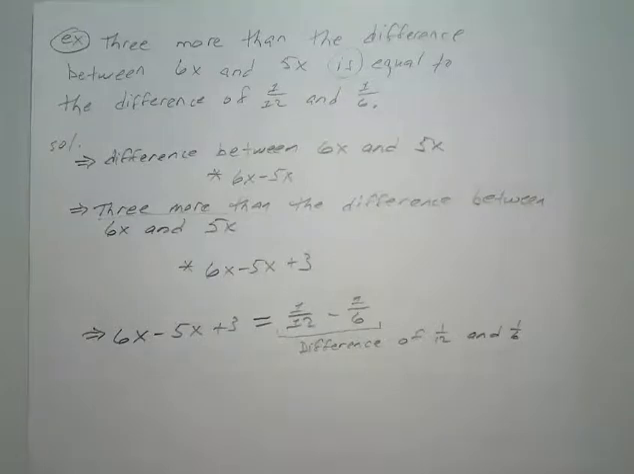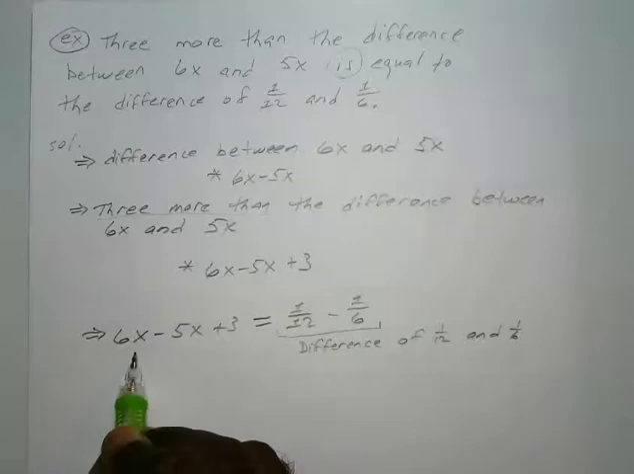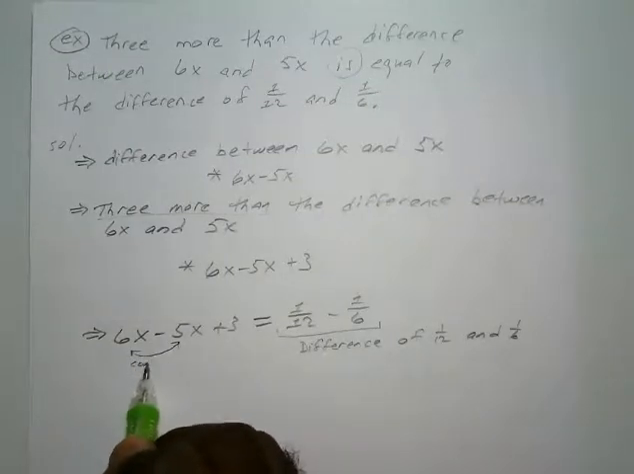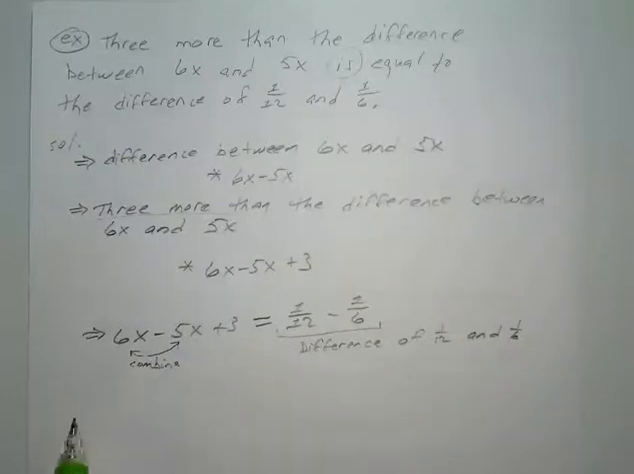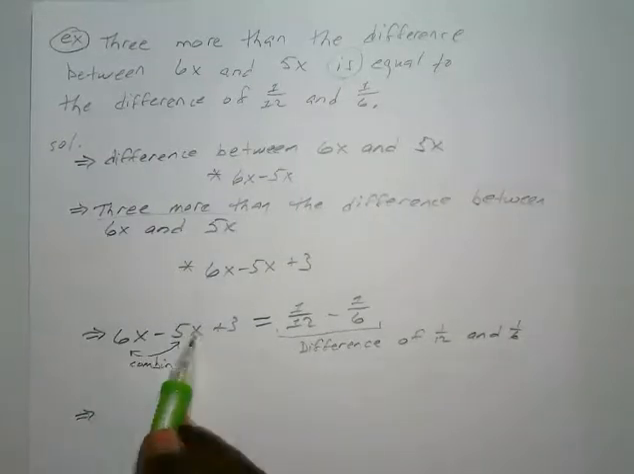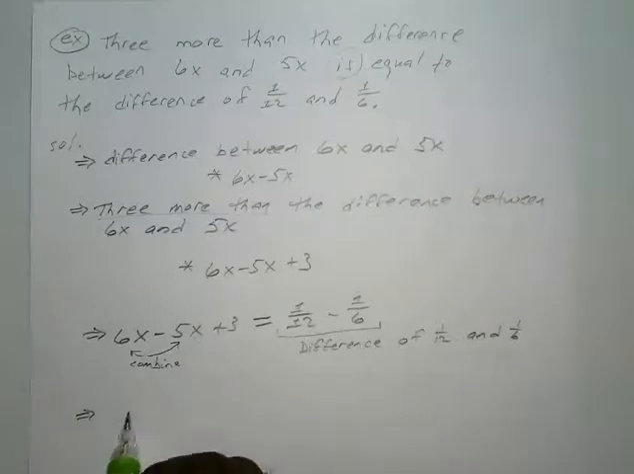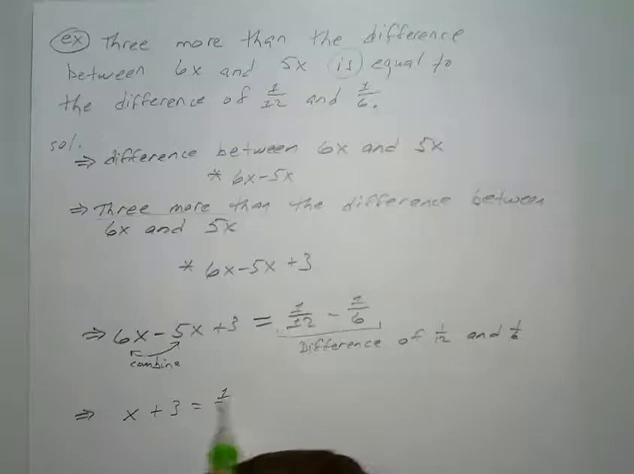Now we can go ahead and solve. We can combine those two. So 6x minus 5x is just 1x, or x, plus 3 equals 1 over 12 minus 1 over 6.